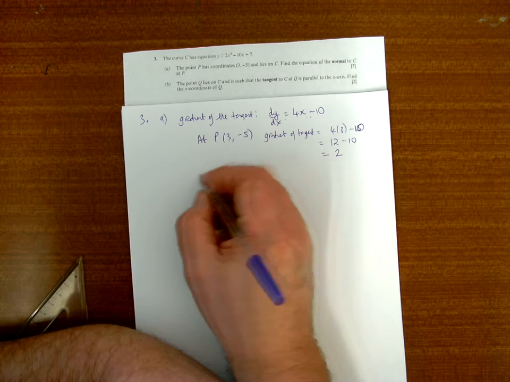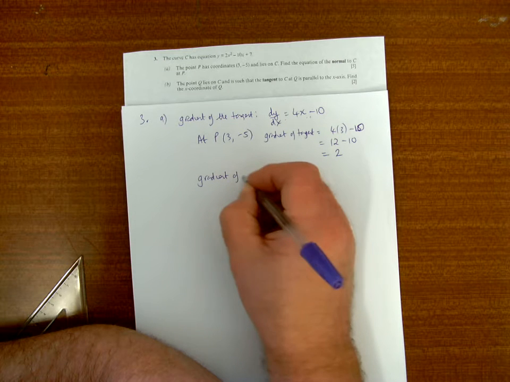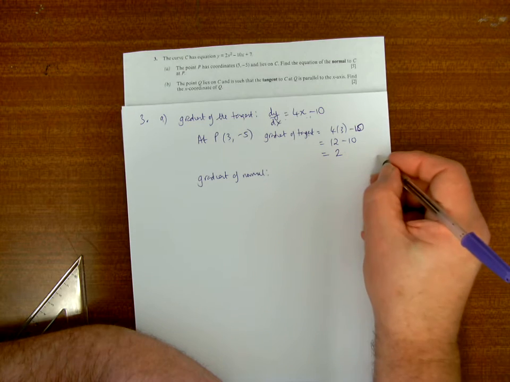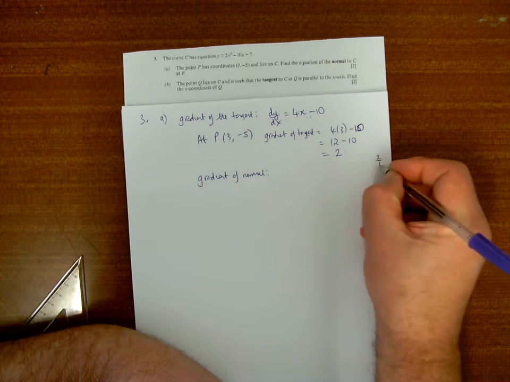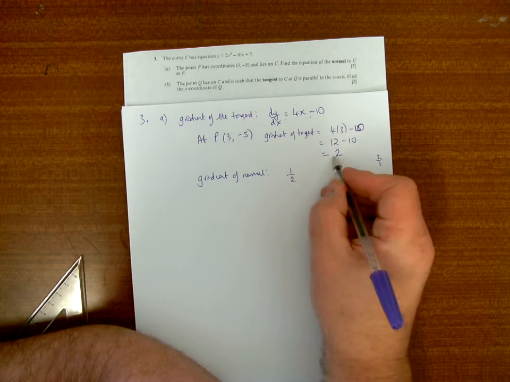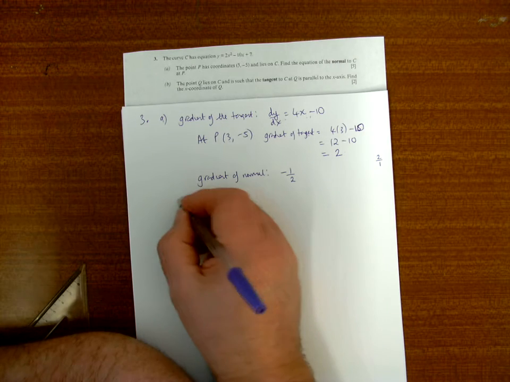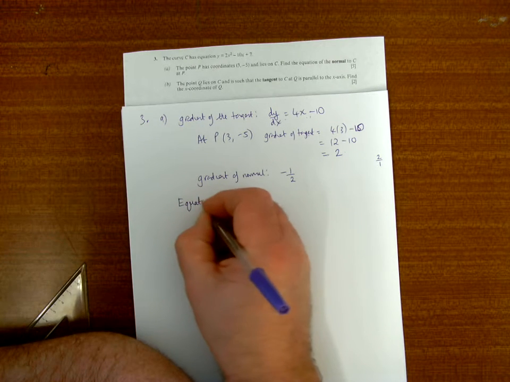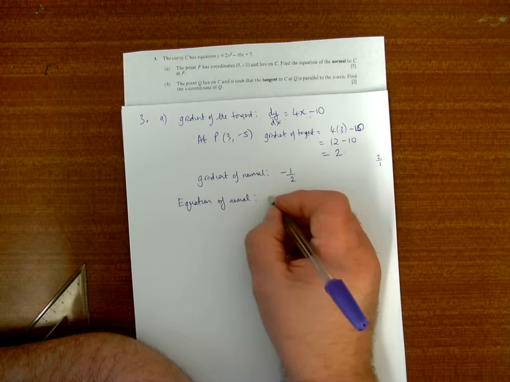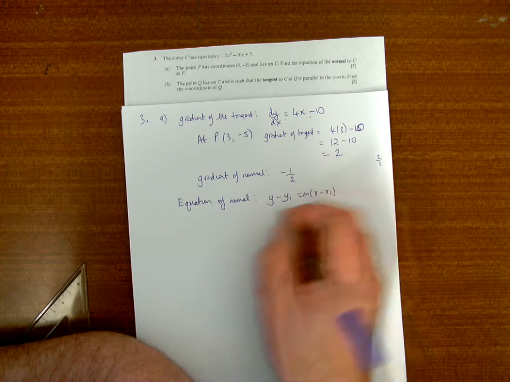Then to get the gradient of the normal, this is perpendicular to the tangent. So if I write the gradient of the tangent as 2 over 1, to find the perpendicular gradient, I flip that fraction upside down, which is 1 over 2, and I change the sign, so it will be negative a half. So the equation of the normal is y minus y1 equals m(x minus x1).